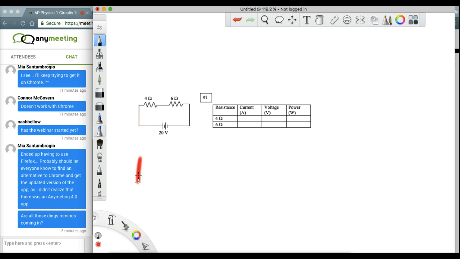The first thing that I want to do is find the REQ. The REQ for a series circuit is simply equal to the resistance of R1 plus the resistance of R2. You can think of it as the total resistance.